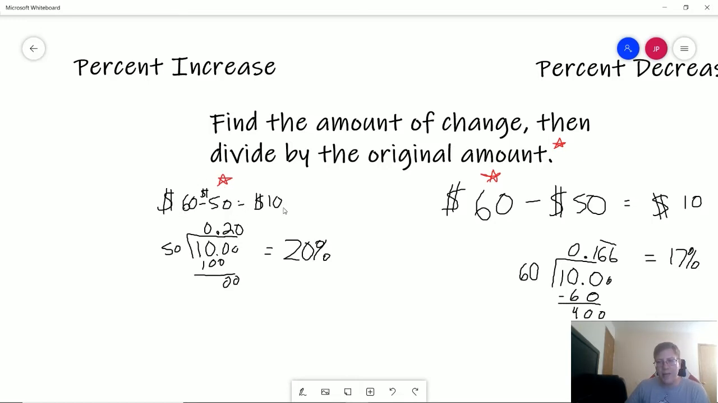So my amount of change is still going to be $10, but I'm going to divide that by the amount that I was originally charging for that particular service so that I could figure out how much more I would be making for performing that service. That would be one way that we might see that. And so if I do that, I'm going to end up with a 20% increase compared to when I was working on this side having a 17% decrease.